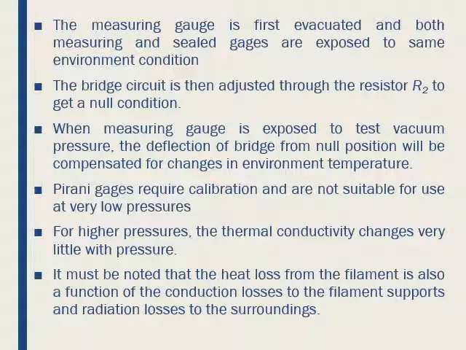Let us go into detail about the principle of this Pirani gauge. The measuring pressure gauge is first evacuated, and both measuring and seal gauges are exposed to the same environmental condition. The bridge circuit is then adjusted through the resistor R2 to get a null condition. When the measuring gauge is exposed to the test vacuum pressure, the deflection of the bridge from the null position will be compensated for changes in environment temperature.